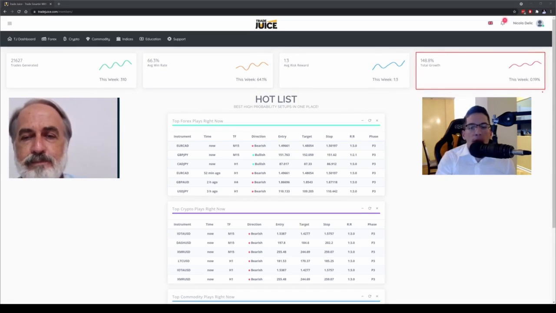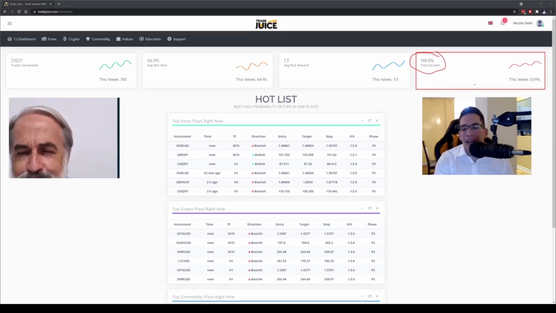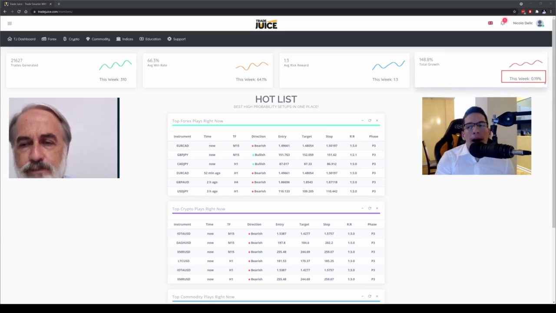And the final part is the total growth. So all the trades that we took, it's over 148% in profit. This is over a year period. I'm more than happy considering the risk that we are using, because it's all been trading on my personal savings account, better to say retirement account. So I'm more than happy about that. And this week alone, we are up 0.20%.